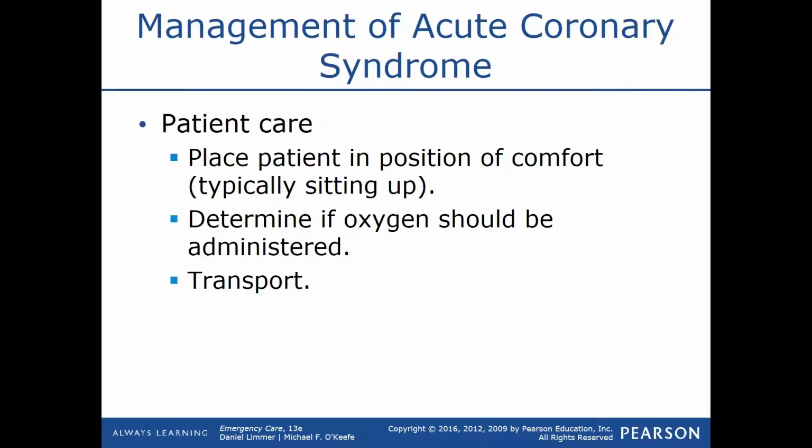And then determine if oxygen should be administered. For your cardiac patients, it's going to be rare if you don't give them oxygen. They're going to feel better when you give them oxygen, because even though it might not directly help with the obstruction, it will help with the anxiety from that issue. So we're going to put these patients on an NRB, a non-rebreather mask, at 10 to 15 liters per minute. And obviously transport them, get them to the hospital ASAP.